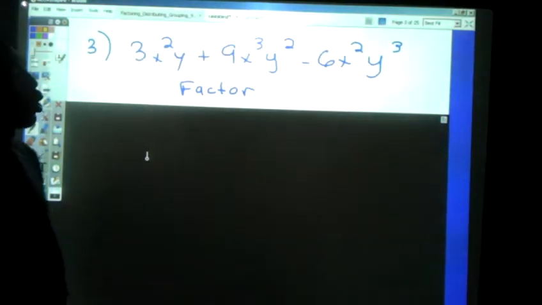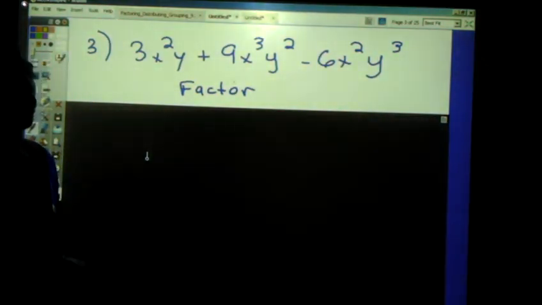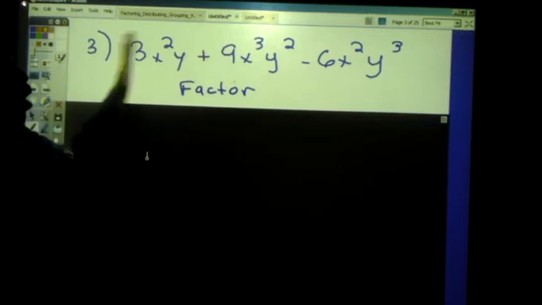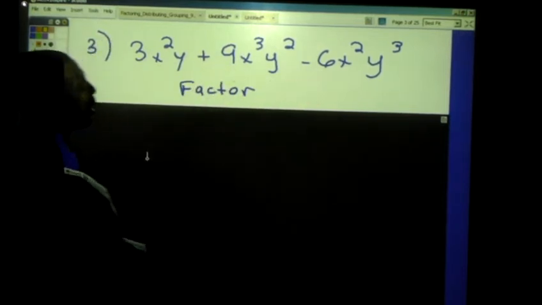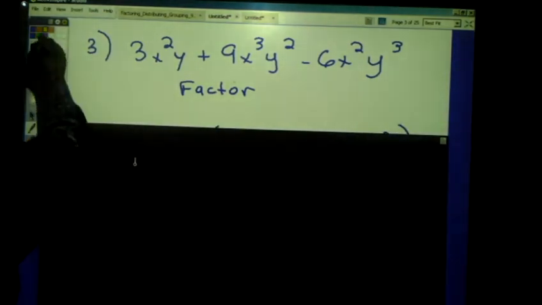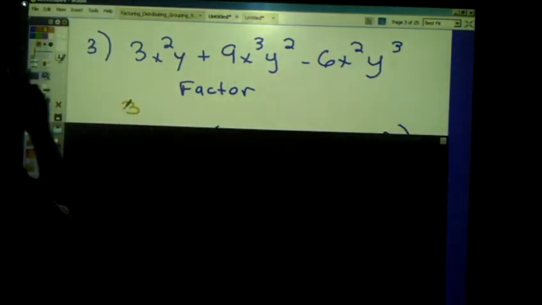Number 3, we need to factor these 3 terms. So we still find the greatest common factor, and then we're going to divide it. We're going to factor it out. We're going to take the greatest common factor out of all 3 of these terms. So the largest number that goes into 3, 9, and negative 6 is 3.